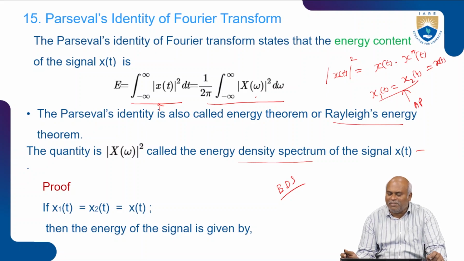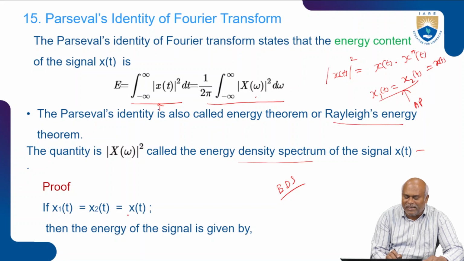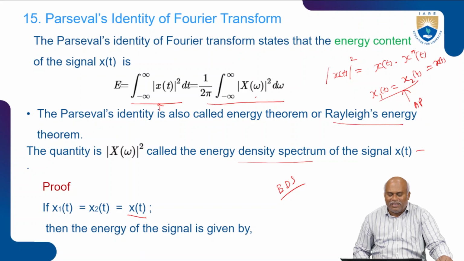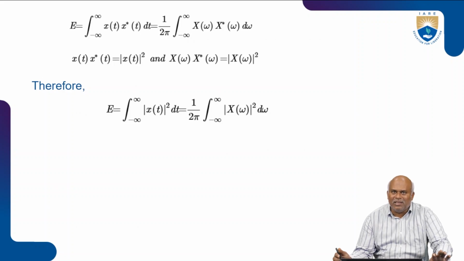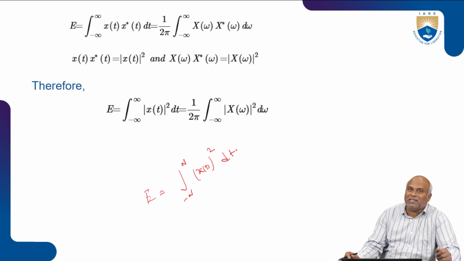As per the statement, we take x1 of t and x2 of t in the Parseval theorem. Now x1 of t and x2 of t both are equal, that's why I take generally x of t in the time domain. The energy of the signal, as per the formula we studied in the first module, is equal to integration of minus infinity to plus infinity, x of t mod square dt, in the continuous time case.